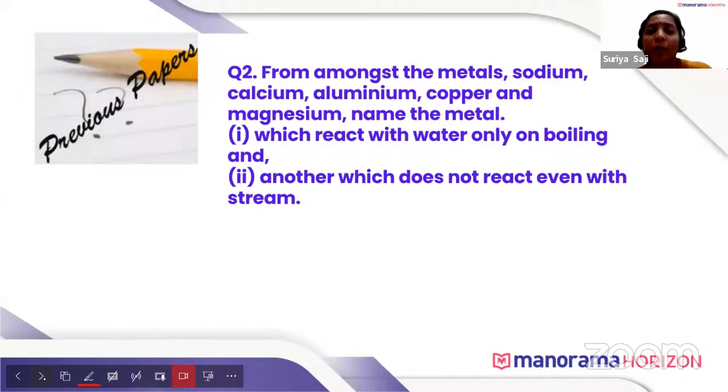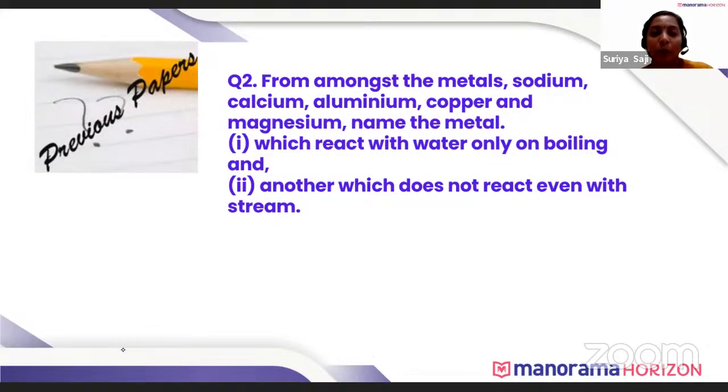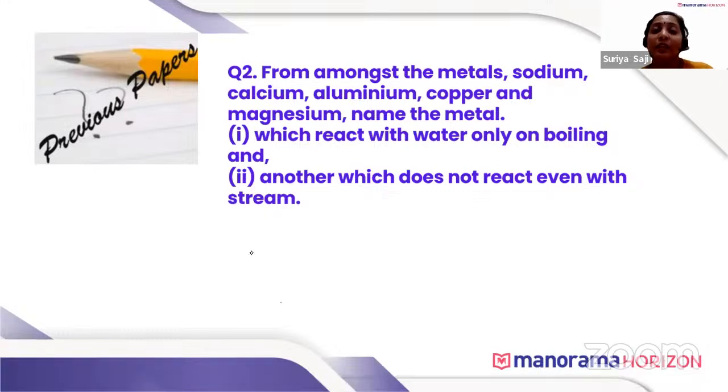From amongst the metals sodium, calcium, aluminum, copper, and magnesium, name the metal which reacts with water only on boiling. Can you answer? And another which does not react even with steam. Okay, we'll check the answers. Copper, aluminum, and copper. Okay, think of the reactivity series and answer.